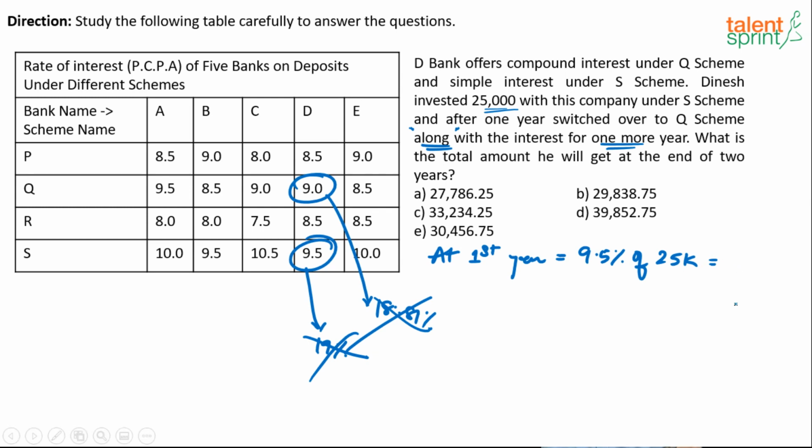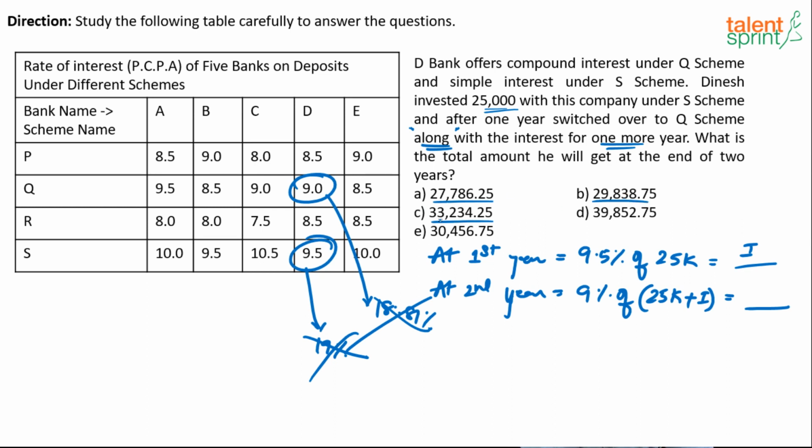Look at the options. I don't even have to do the calculation here. We'll get some value. What happens at the end of second year? He will get 9% of what? 25,000 plus the interest that we get here, I. Now the simple observation is, look at the values: 27,000, 29,000, 33,000, 39,000, 30,000. They are so spaced out that I don't think we need to even calculate I here. We can do an approximate calculation to get the answer.